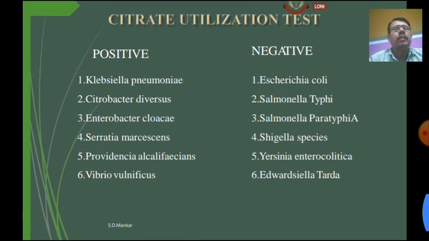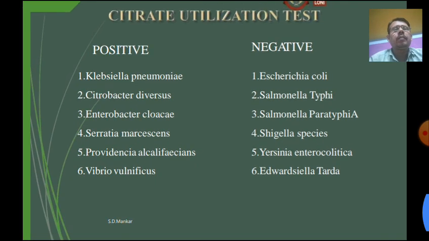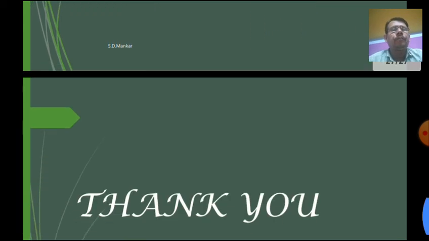You can see the citrate utilization test by its positivity. Positive: Klebsiella pneumoniae, Citrobacter diversus, Enterobacter cloacae, Serratia marcescens, Proteus, and Vibrio. Negative: Escherichia coli, Salmonella typhi, Salmonella paratyphi, Shigella, Neisseria, and Edwardsiella tarda.